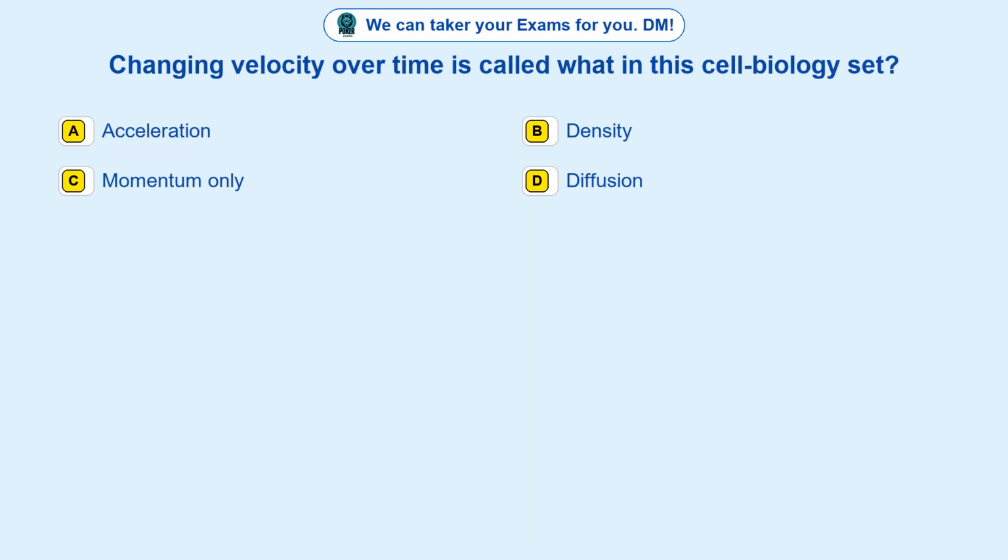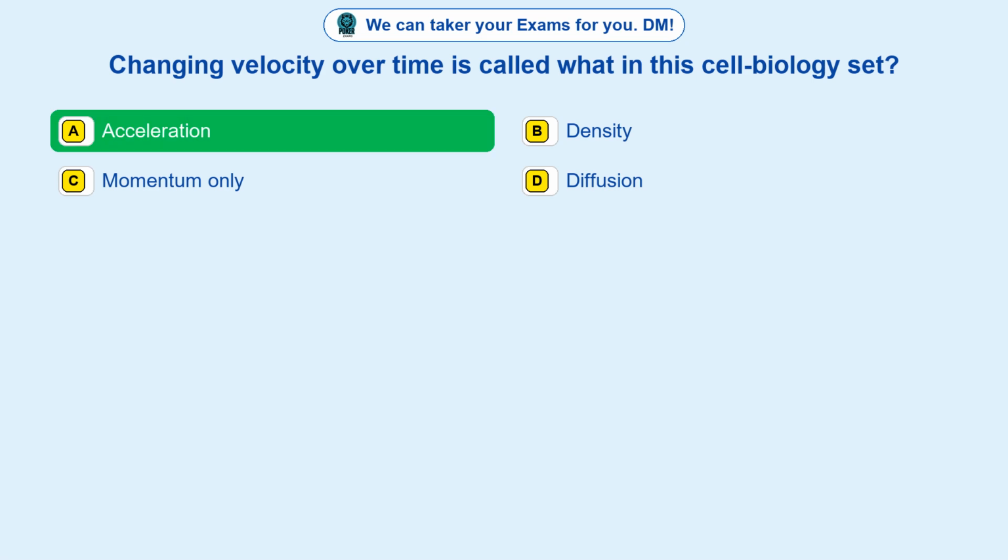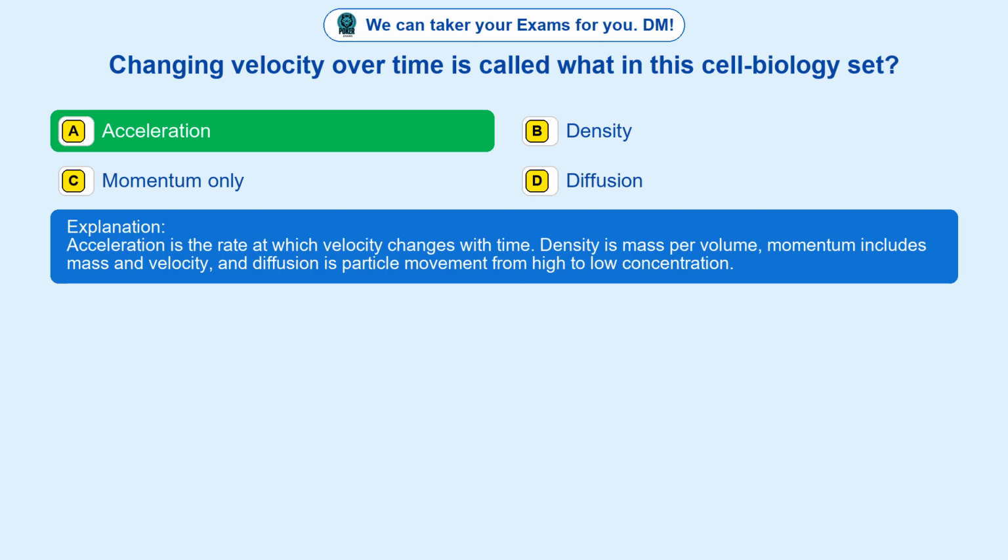Question 56. Changing velocity over time is called what in this cell biology set? Option A, acceleration. Option B, density. Option C, momentum only. Option D, diffusion. The correct answer is option A, acceleration. Acceleration is the rate at which velocity changes with time. Density is mass per volume, momentum includes mass and velocity, and diffusion is particle movement from high to low concentration.